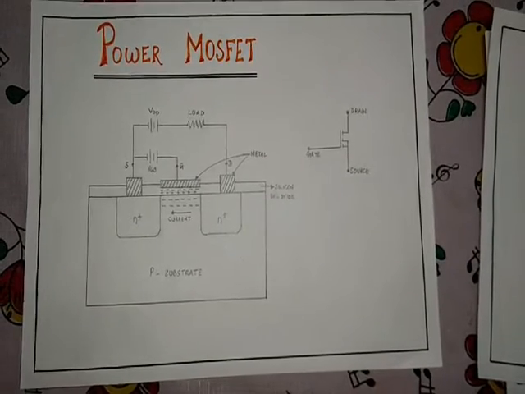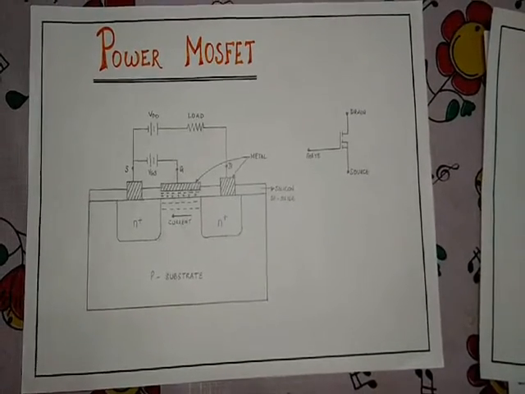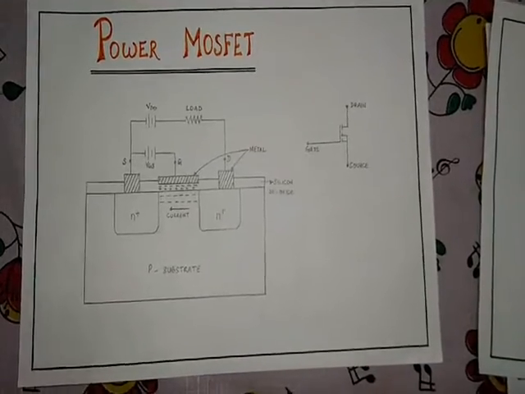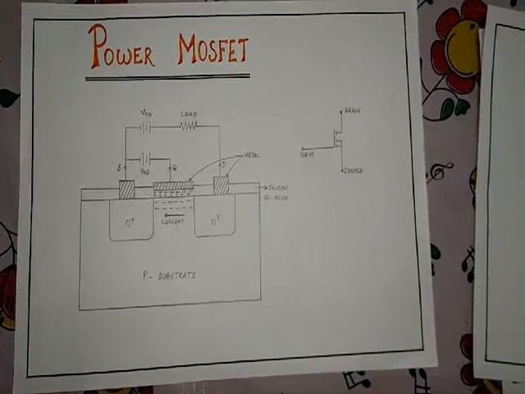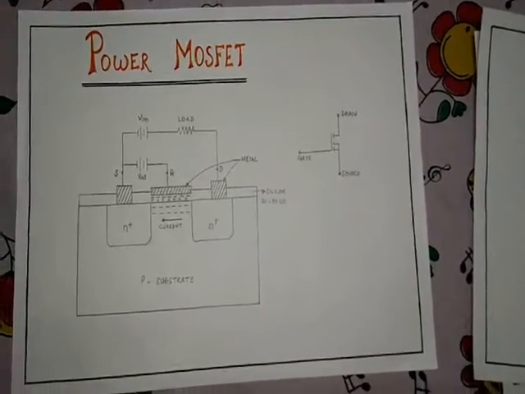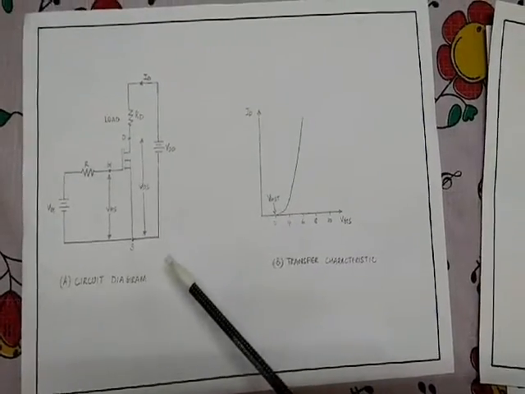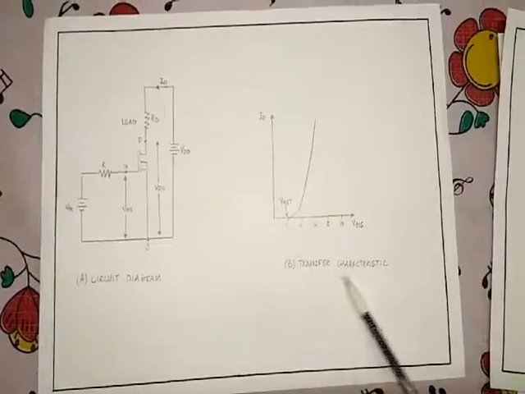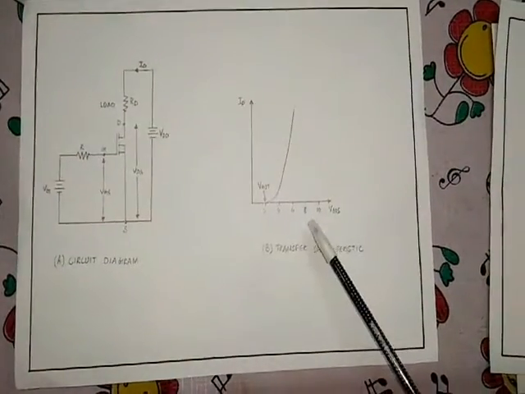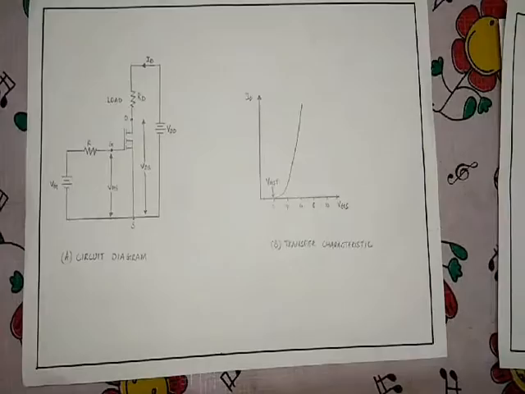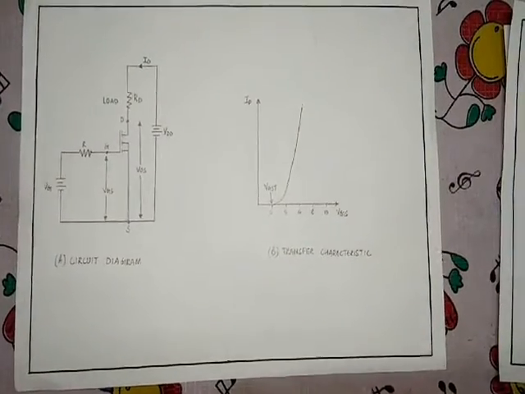An enhancement type MOSFET is the one in which the channel is not created and it will be induced by sending a pulse. The diagram here shows the circuit diagram of a power MOSFET, and the figure B here shows the transfer characteristics of a power MOSFET. The transfer characteristics shows the variation of drain current ID as a function of gate source voltage VGS.